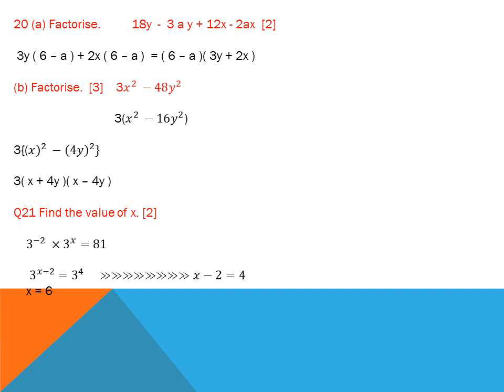The formula of a square minus b square is equal to a plus b into a minus b. So here, 3 into x plus 4y into x minus 4y. Find the value of x in this.